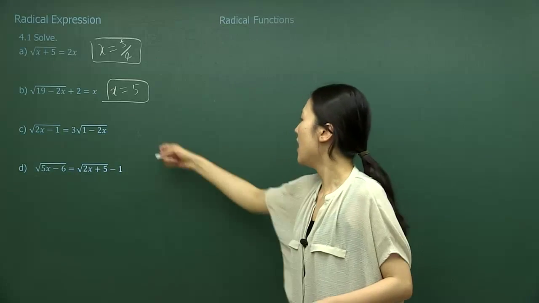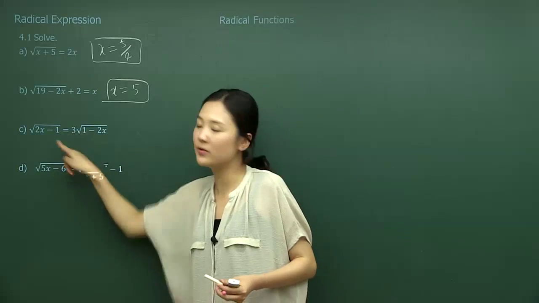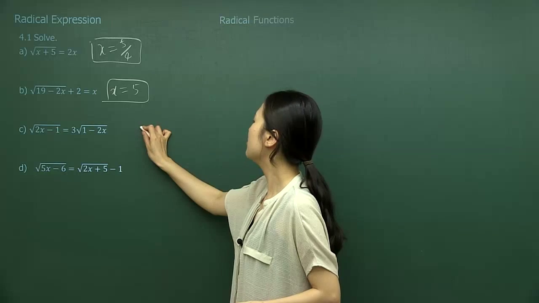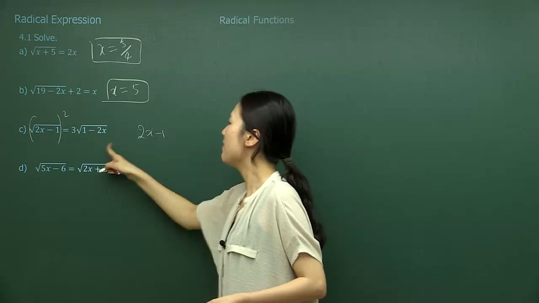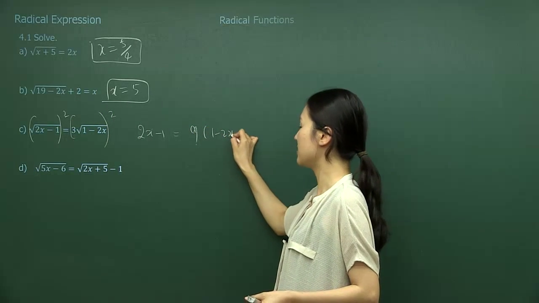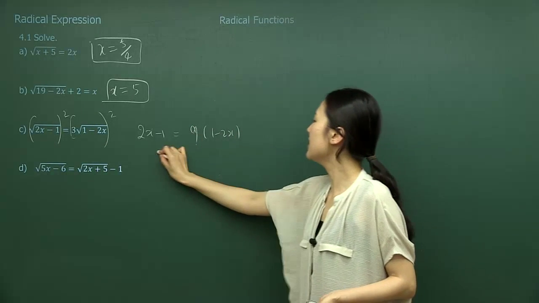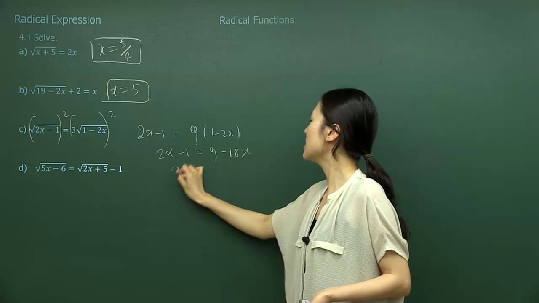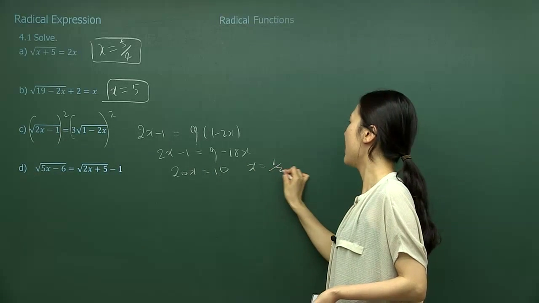Don't do that. All right, now, if you have radicals on both sides like this, again, all you have to do is square both sides. So you will be getting 2x minus 1 when you square this part. And when you square the second part, you will be getting 9 times 1 minus 2x. Right? Again, the coefficient is also squared. So technically that equals 2x minus 1 equals 9 minus 18x, which gives 20x equals 10. So x equals 1/2.